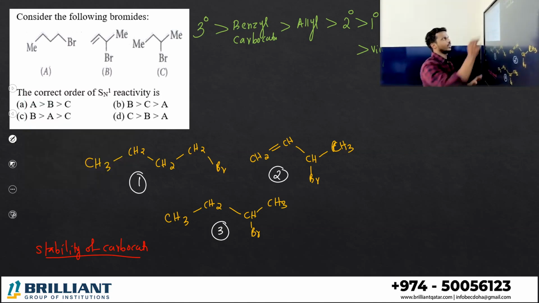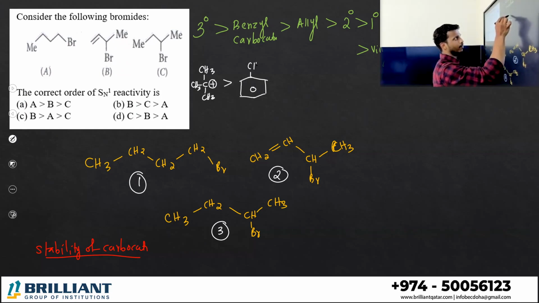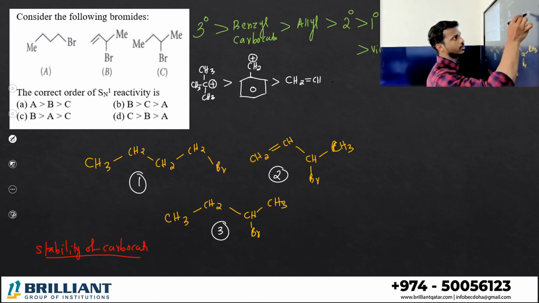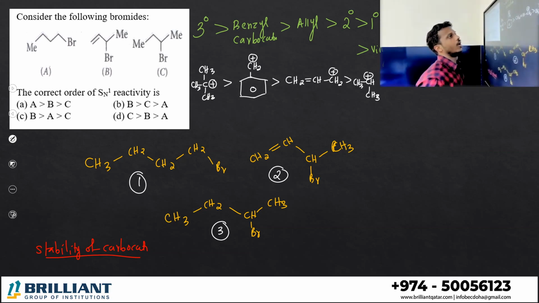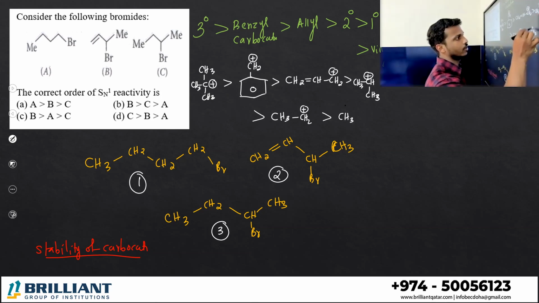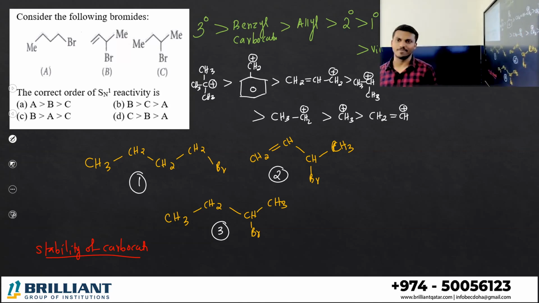Let me give you the small structures here. What is meant by tertiary? One carbon connected to three carbons. This is tertiary. What is the benzyl group? This one, the benzyl carbocation. What is the allyl group? CH2=CH-CH2+ is the allyl carbocation. What is secondary? One carbon connected to two CH3. Then primary? One carbon connected to only one carbon. And CH3+ is methyl. The vinyl group is CH2=CH+. This is the stability order of carbocations.